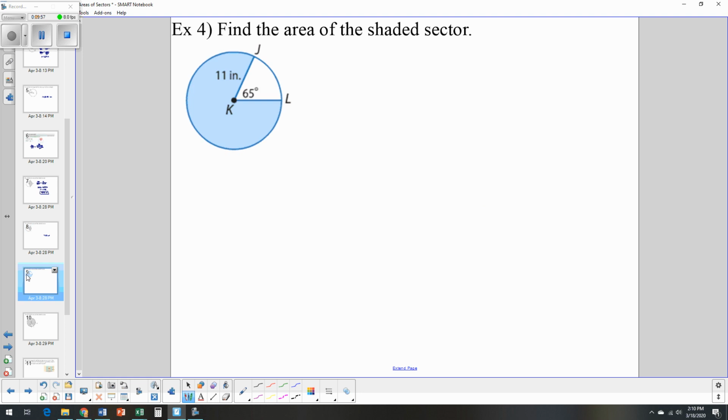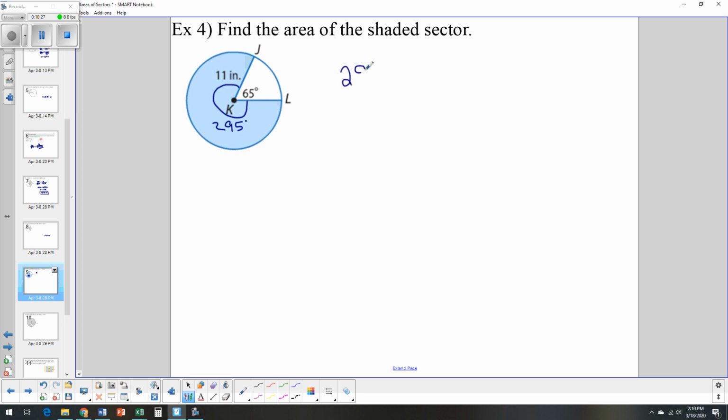Example 4 is a lot like example 3, but what you'll notice is different in this one is the sector that's shaded is not the one that they tell us is 65 degrees. It's everything else. So I actually need to use the angle here. Since we know a circle is worth 360, I could take the 65 away from 360 degrees and I get 295 degrees over here. And that's now what I'm going to use. Everything else about it is the same.